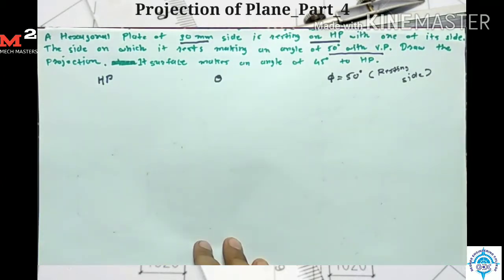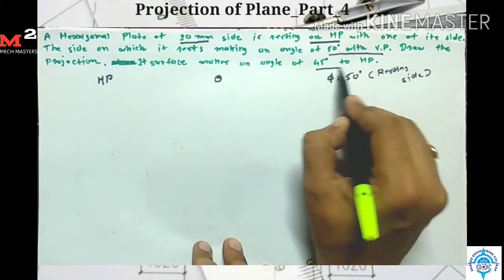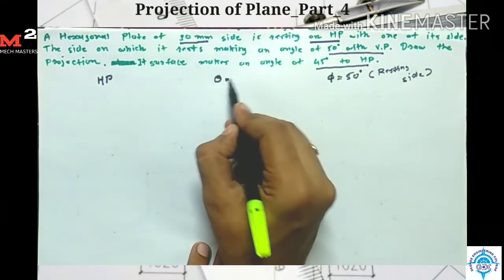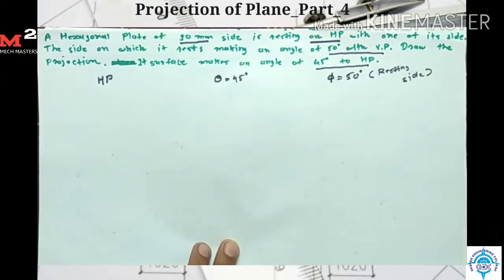Okay, draw the projection. Its surface makes an angle of 45 to HP. Okay, 45 degree to HP means theta is equal to 45 degree. Okay, so I get all my data. Now let's start solving this problem.